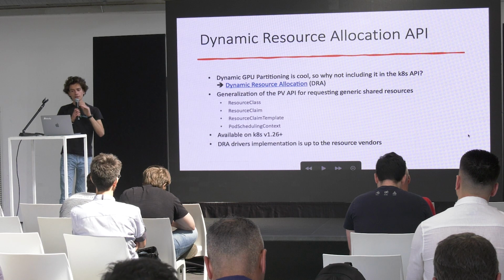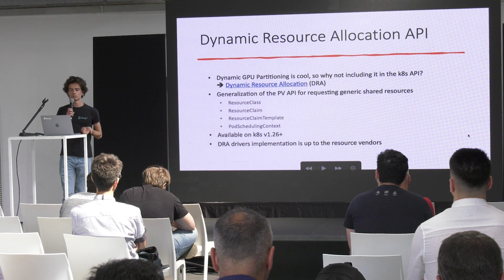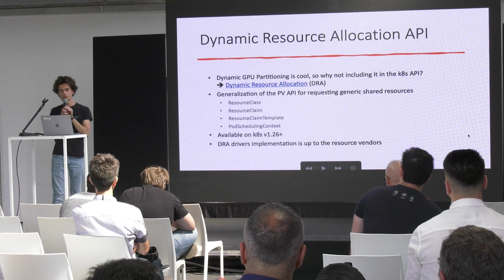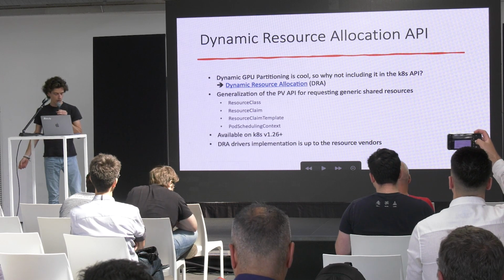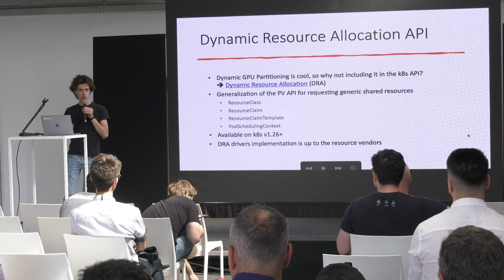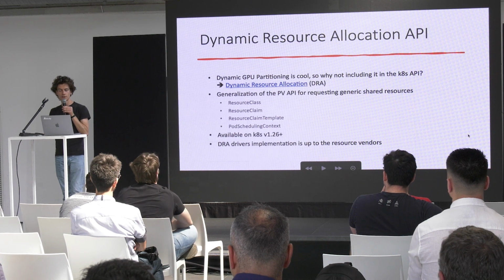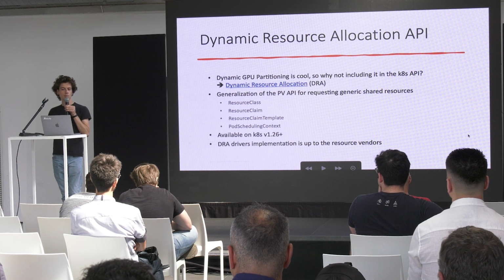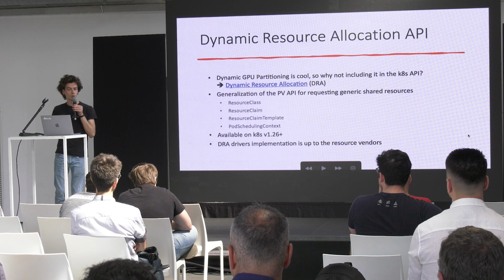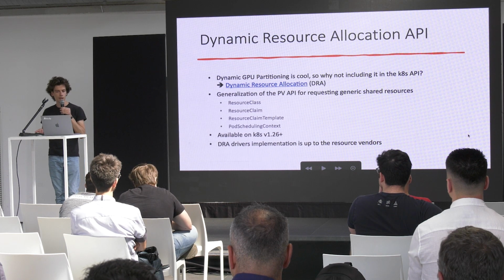And besides NOS, there are other ways to achieve dynamic GPU partitioning, because why do we need to rely on an operator for having something like this? This should be inside the Kubernetes API, right? The same way we manage persistent volumes and persistent volume claims. We don't need an operator for doing that. It should be inside Kubernetes controllers.